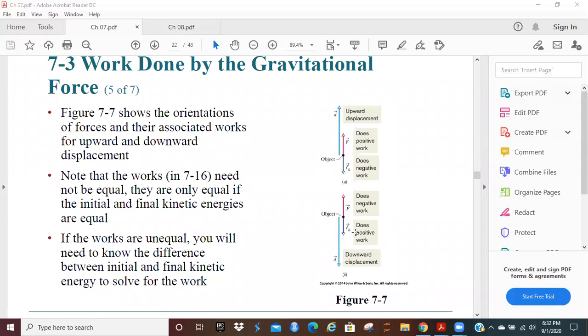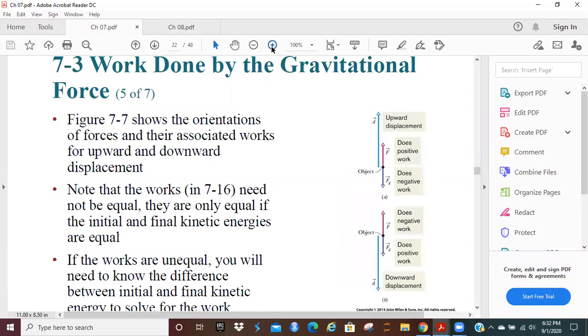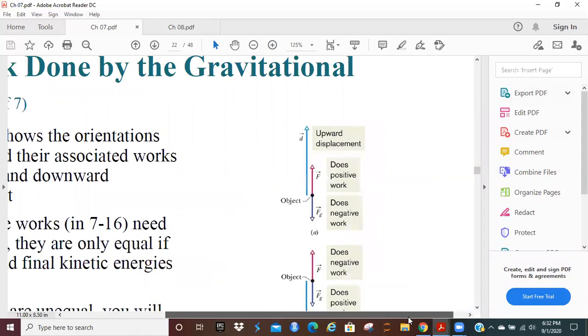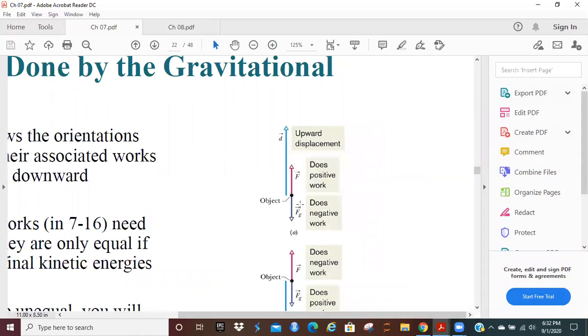So note that the works in 7.16 need not be equal. They are only equal if the initial and final kinetic energies are equal. And if the works are unequal, you will need to know the difference between initial and final kinetic energy to solve. So let me kind of step in here. Here we've got an object. We've got a force being applied to it. And that force going up is going to be doing positive work. It's actually going to be giving it energy.